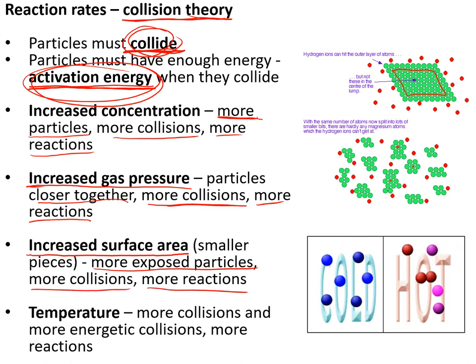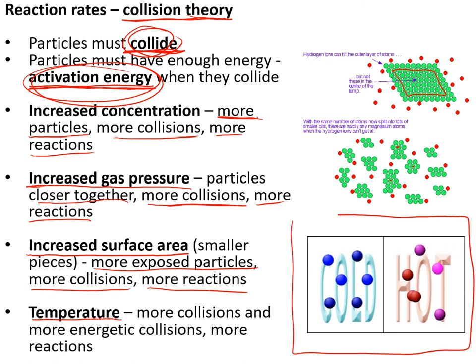So that sequence of more collisions, more reactions is happening in all three of the things we've looked at so far. Now, with temperature, it's a bit more complicated, and we need to understand what happens with temperature. If you look in this box here, you can see that at a hotter temperature, the particles are moving around really quickly, and at a colder temperature, the particles are moving much more slowly.